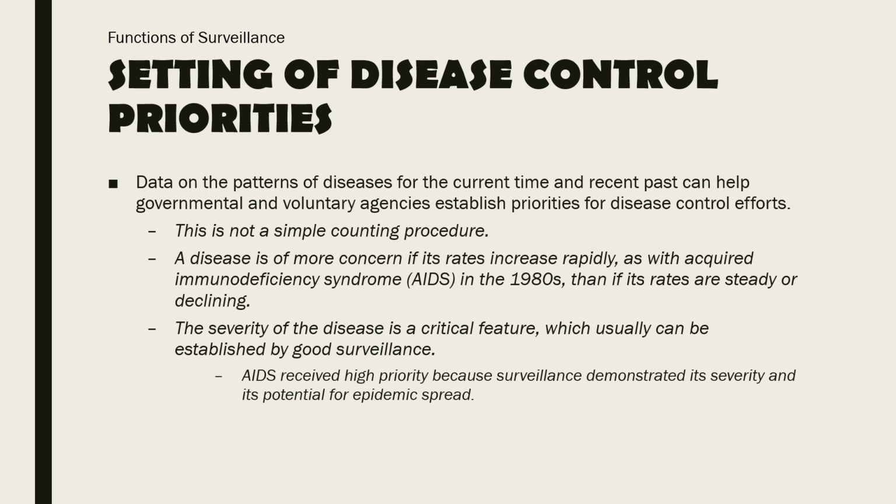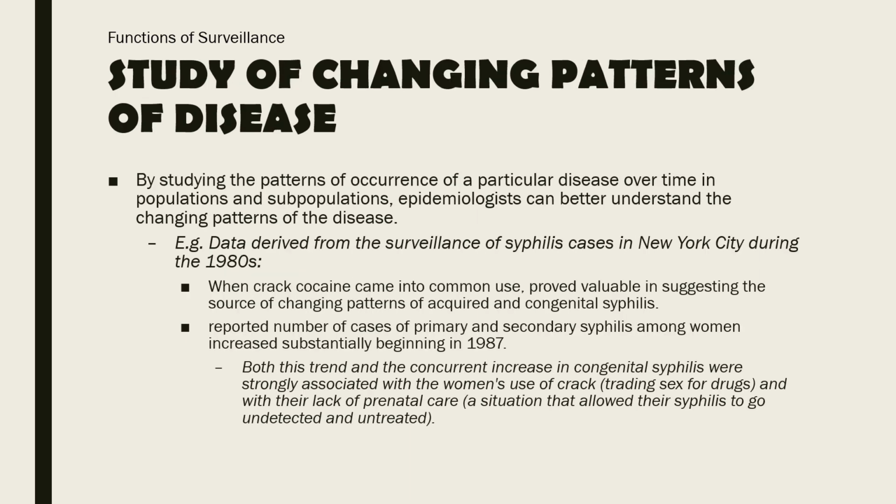The severity of the cases is a critical feature which usually can be established by good surveillance. For example, AIDS received high priority because surveillance demonstrated its severity and its potential for epidemic spread. Hence, the coronavirus has high priority in surveillance because it is a rapid and deadly disease. It also aids in the study of changing patterns of disease. By studying the patterns of occurrence of a particular disease over time in populations and subpopulations, epidemiologists can better understand the changing patterns of the disease.